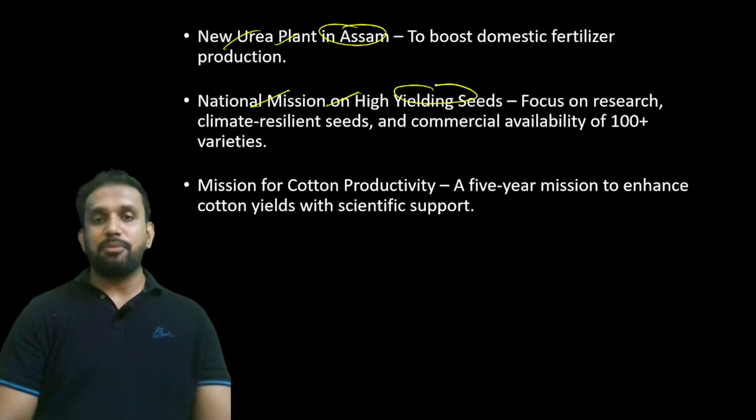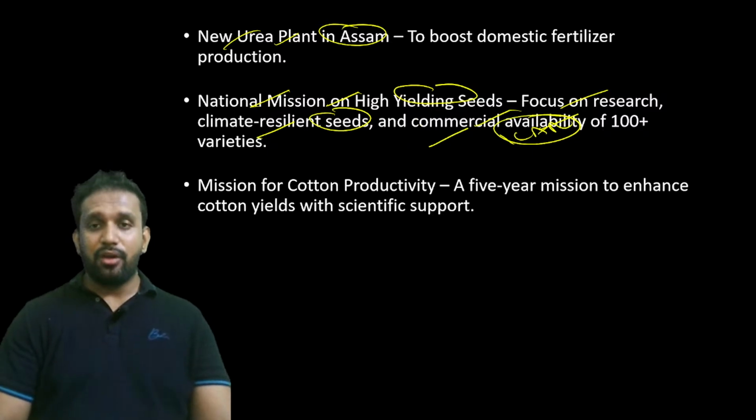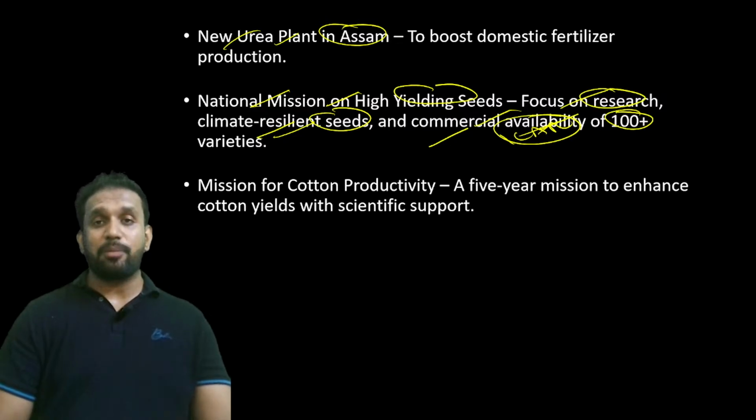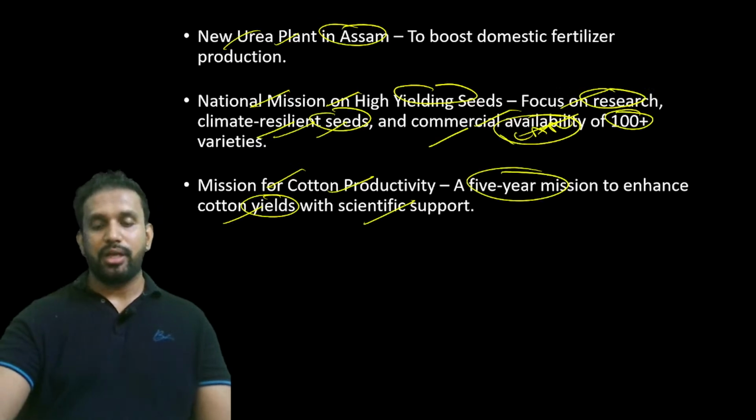National Mission on High Yielding Seeds, focus on research, climate resilient seeds, commercial viability of 100 plus varieties. The Indian Council of Agricultural Research and other research institutions can work on high yielding seeds, just like in the green revolution. We want climate resilient seeds, for that purpose we need to do research. After getting climate resilient varieties, we should at least work on 100 plus varieties. Mission for cotton productivity, already I have told you, it's a 5-year mission, basically to enhance cotton yields with the help of scientific support. I hope this is all clear to you.